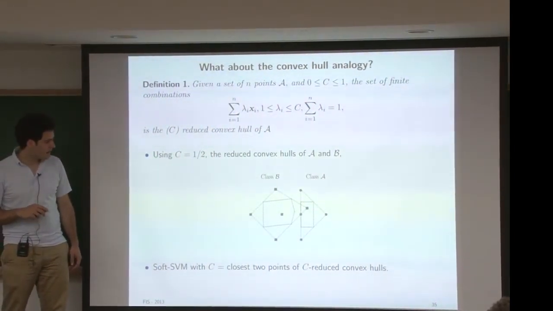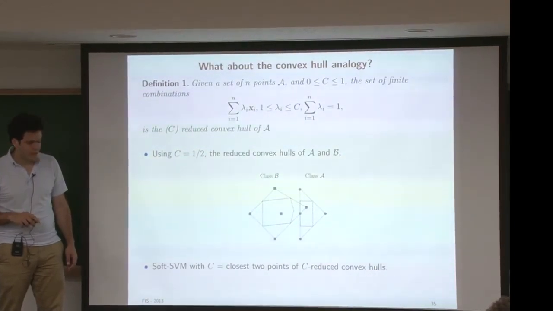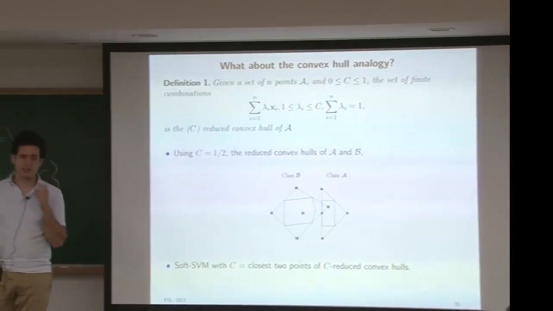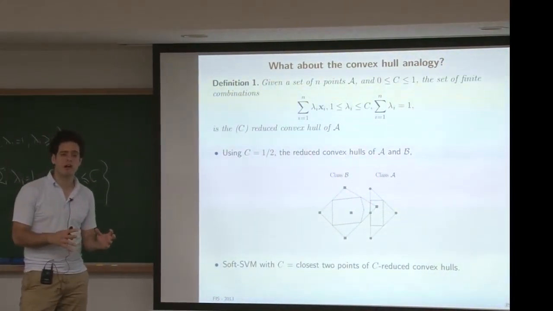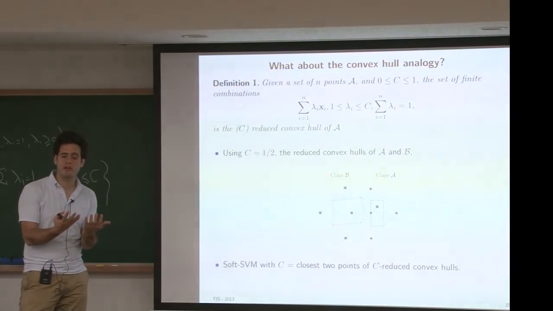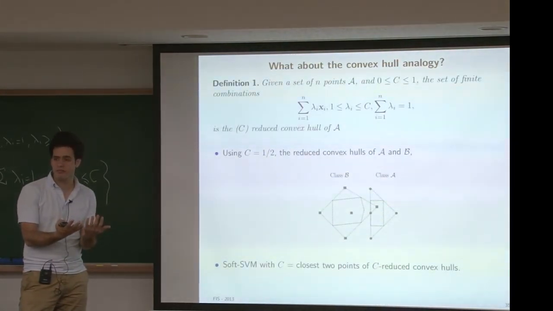So let's suppose that C is equal to 1/2. In that case, the reduced convex hulls of A and B are outlined here in those small sets. So what you can see is that if you take a C which is small enough, at some point the reduced convex hulls will not intersect anymore. Okay?